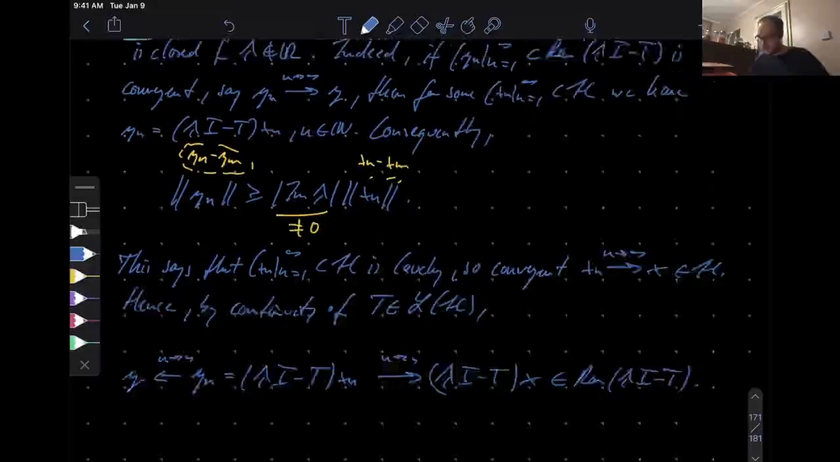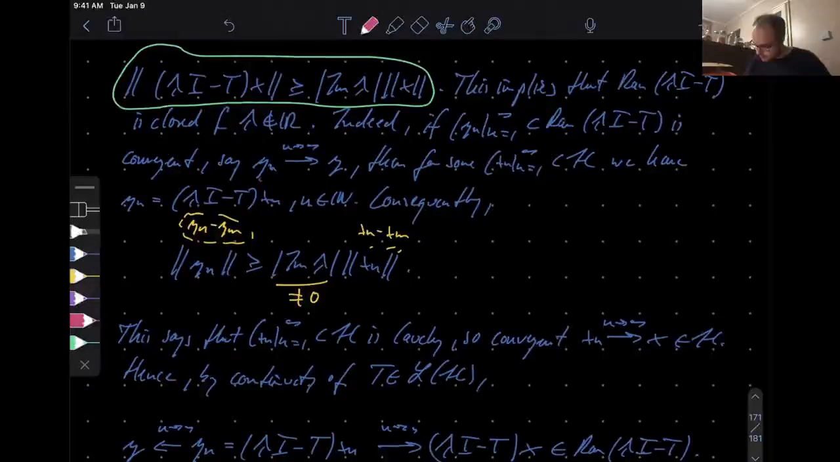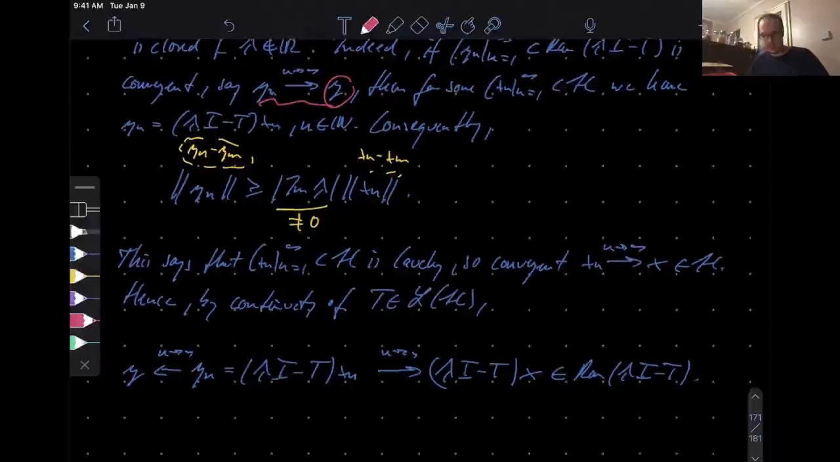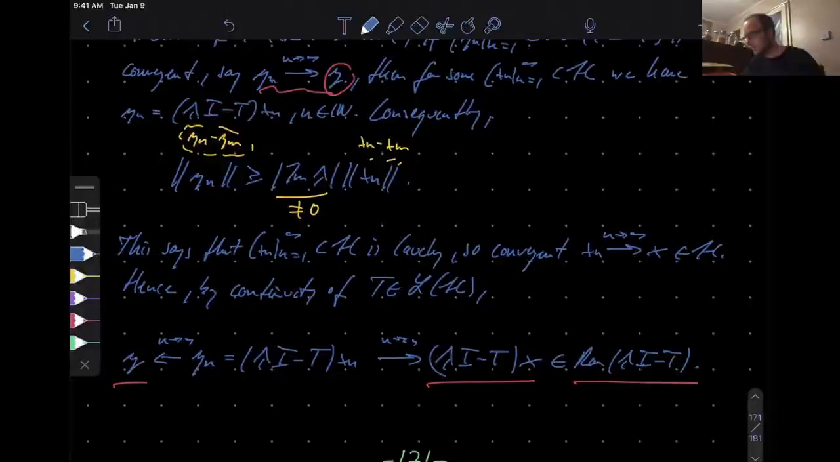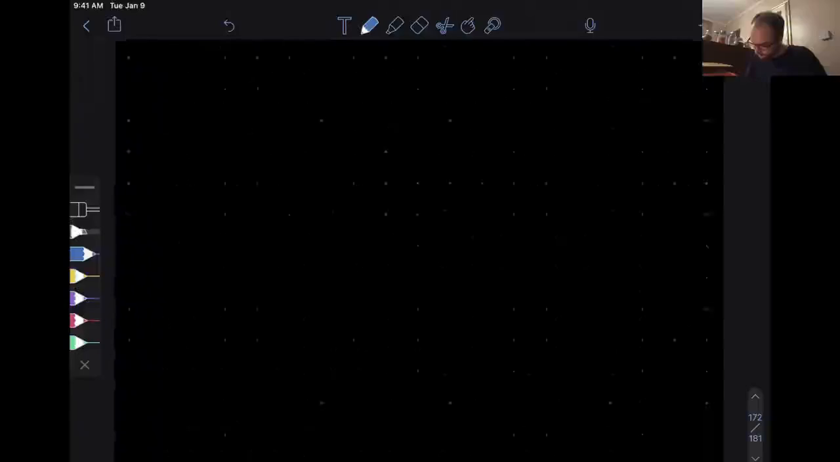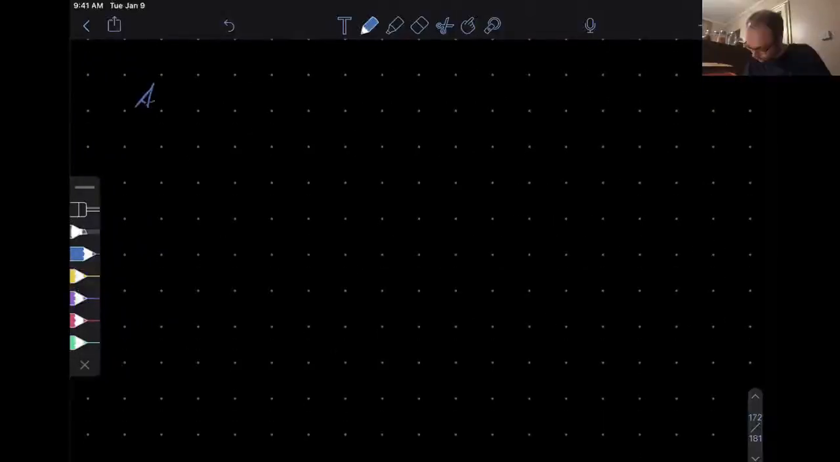This was the goal. I have this convergent sequence up here, y_n goes to y, and I have to show that the limit is again in the range, and that's what I've just done here. Okay, good. So we know now the range is closed. Altogether, the range is closed.